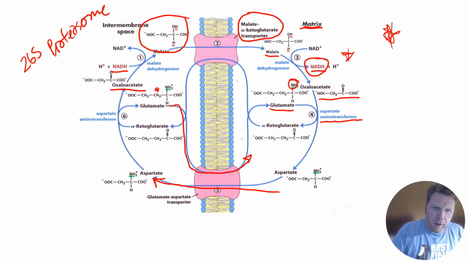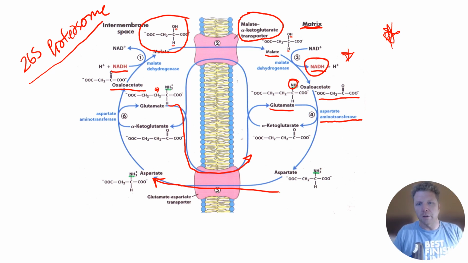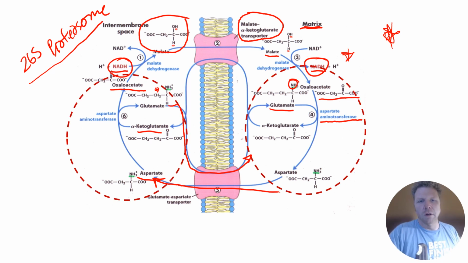So keep in mind where things are. The 26S proteasome is in the intermembrane space. Within the mitochondrial matrix, that is where we have our glutamate and alpha ketoglutarate and our aspartate aminotransferase. The mitochondrial matrix is going to take oxaloacetate and glutamate to make alpha ketoglutarate and aspartate, whereas the cytosolic aspartate aminotransferase is going to take aspartate and alpha ketoglutarate to make oxaloacetate and glutamate, so that we can then move NADH into the mitochondrial matrix.